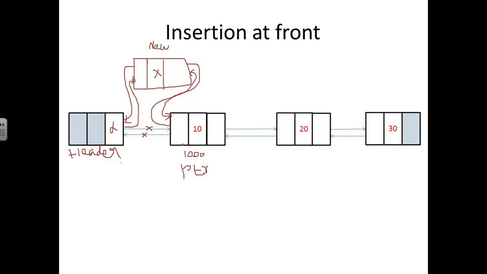Once we establish that, we need to check whether pointer is null or not. If it is not null, if it is a node, then again the previous link field of the node needs to be updated. So hence we are making this connection also. Whenever we are creating the new connection, the previous existing connection will be discarded automatically. So this is how the insertion at front takes place for a double linked list.